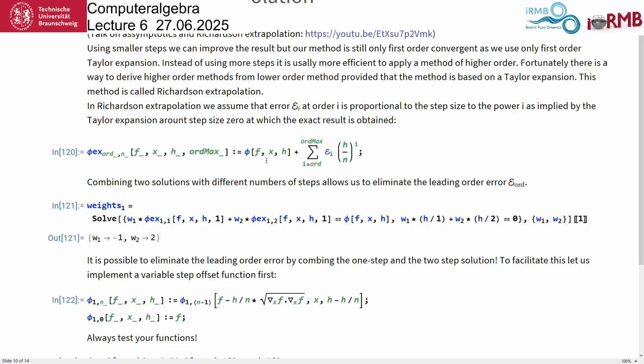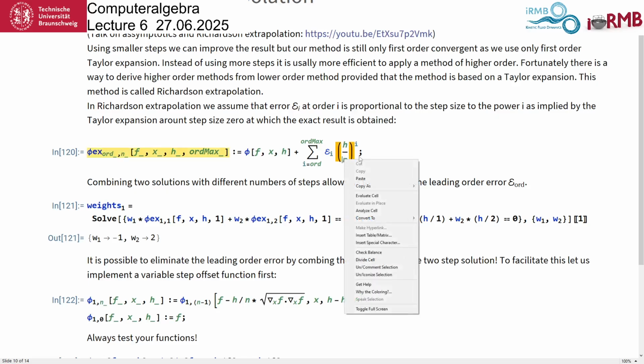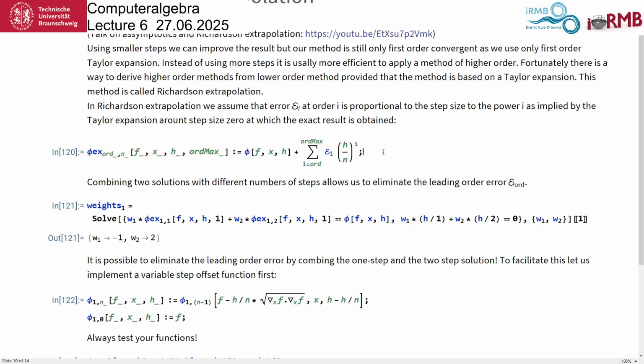So this usually looks like this. You have the real thing plus a sum over error terms, which, this is important, do not depend on the smallness parameter, times the smallness parameter to the power of i. So this is the series expansion that we assume here. So if your numerical method works like this, and usually they do, there are some that don't.